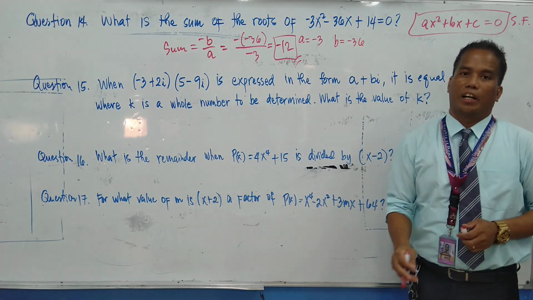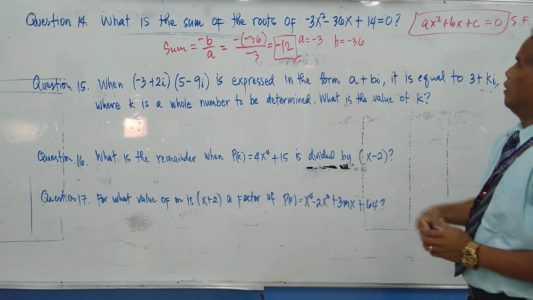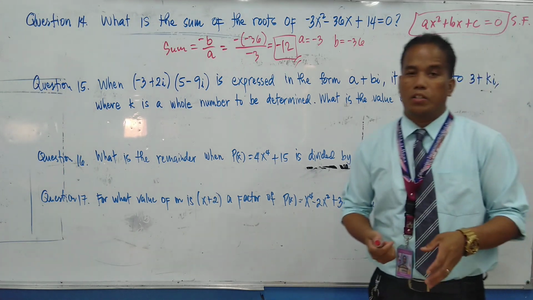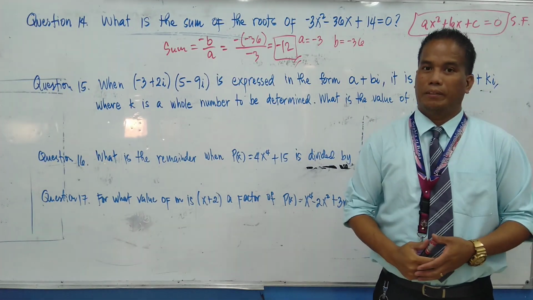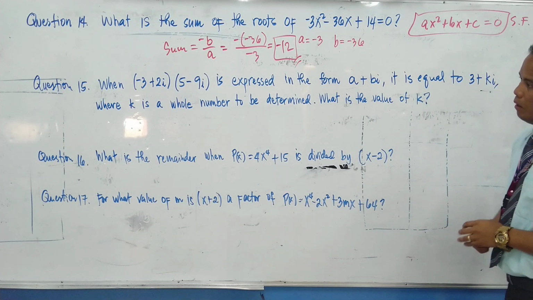Okay. So the sum of the roots of negative 3x squared minus 36x plus 14 is equals to 0 is negative 12. Okay, guys? So let's proceed to question number 15.